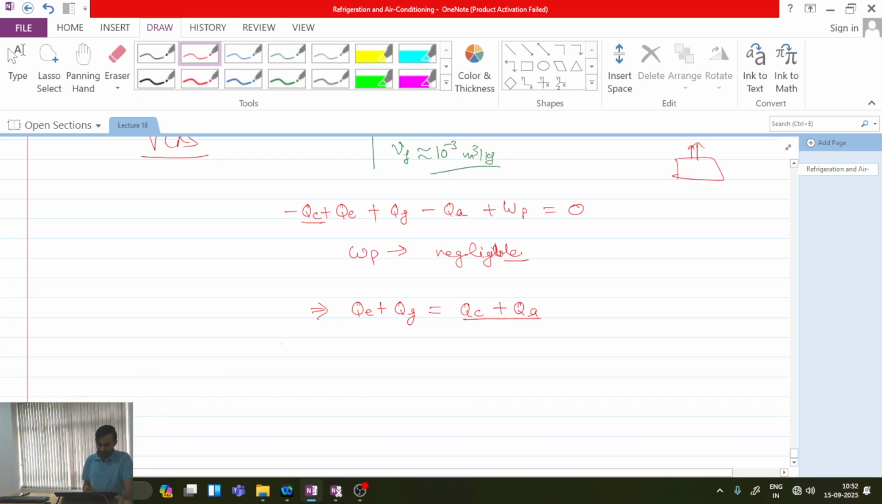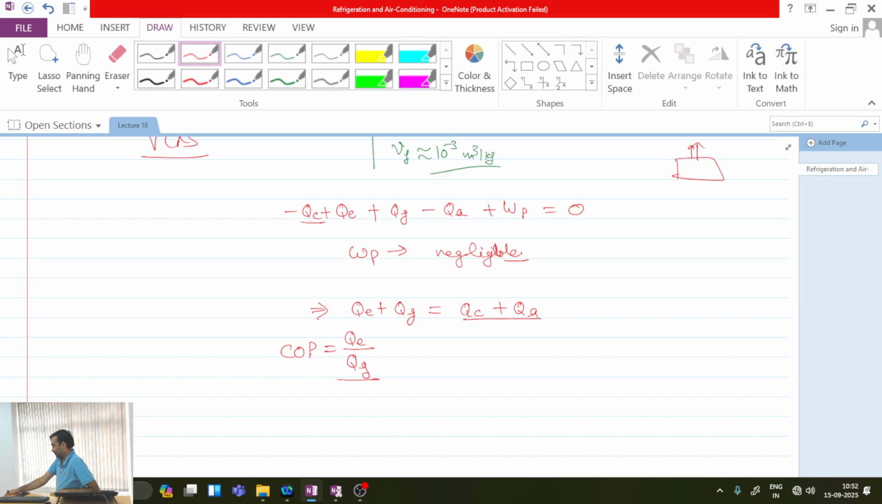If I have to define the COP of this cycle, what will be the COP of this cycle? Refrigeration effect. What is the refrigeration effect? QE. And in order to achieve that refrigeration effect, what input am I giving? QG plus WP. But WP is negligible, so the only input I am giving is QG. So this should be the COP of the cycle, QE divided by QG. Are all clear with this?